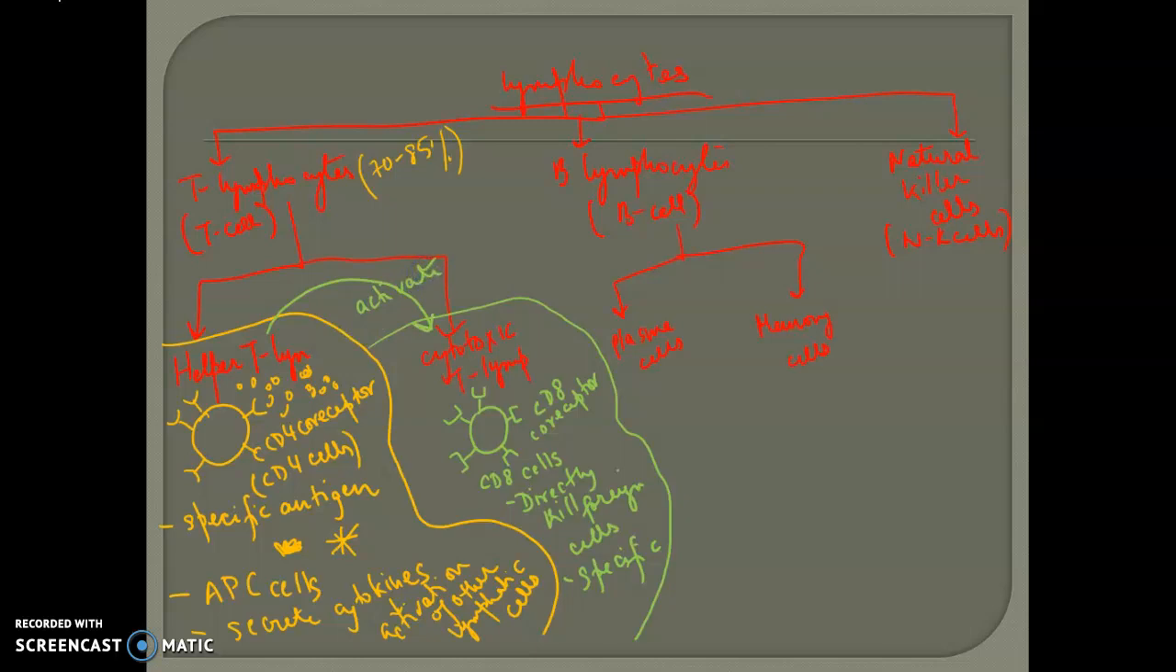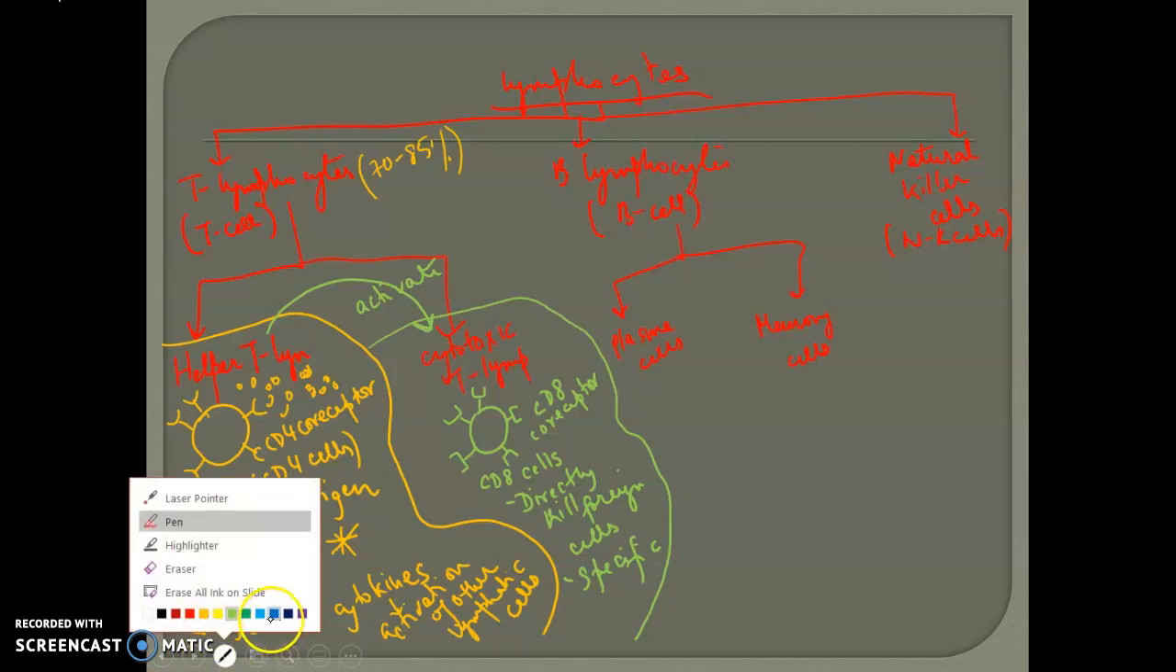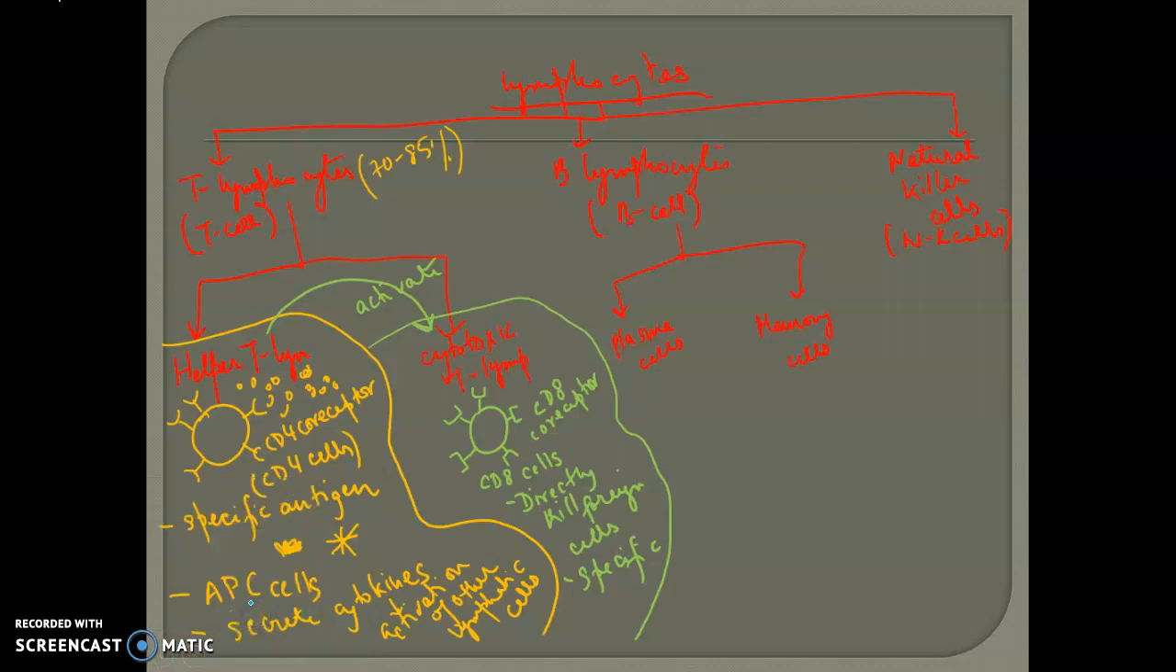Alright, moving on to B lymphocytes. We should change color now. Okay. The B lymphocytes make up about 15 to 30% of the total lymphocytes. They are also very specific in actions, and they produce antibodies. I want you to know this. Now there are different types of antibodies produced: IgG, IgA, IgM. Don't worry about those right now. More to be discussed in physiology.